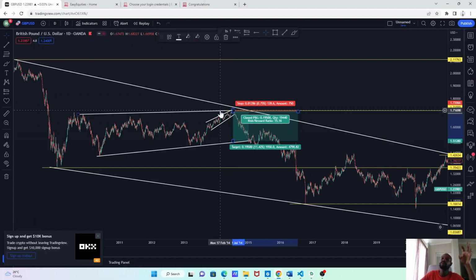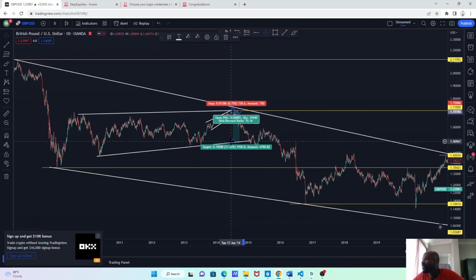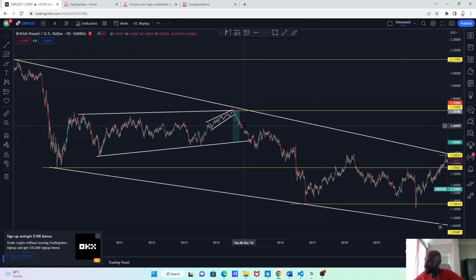Obviously, you won't execute from the higher time frames, you execute from the lower time frames. So what I'm just showing you is just the approach. From there, I would target this area, which is like 15.78%. So that's a big move.